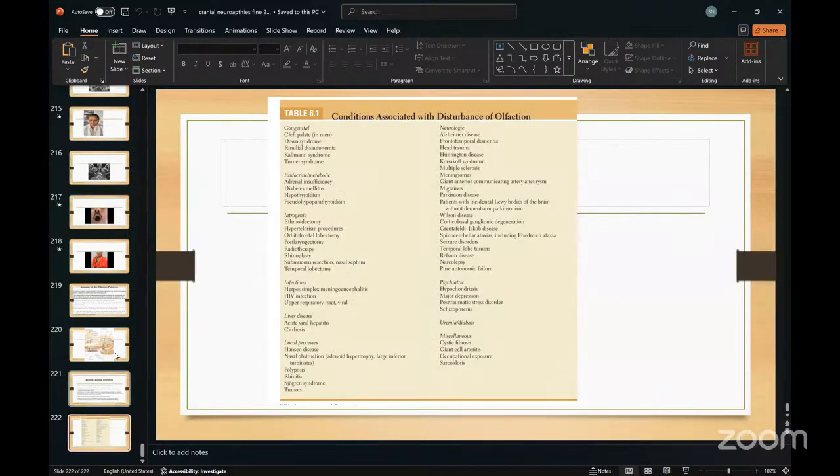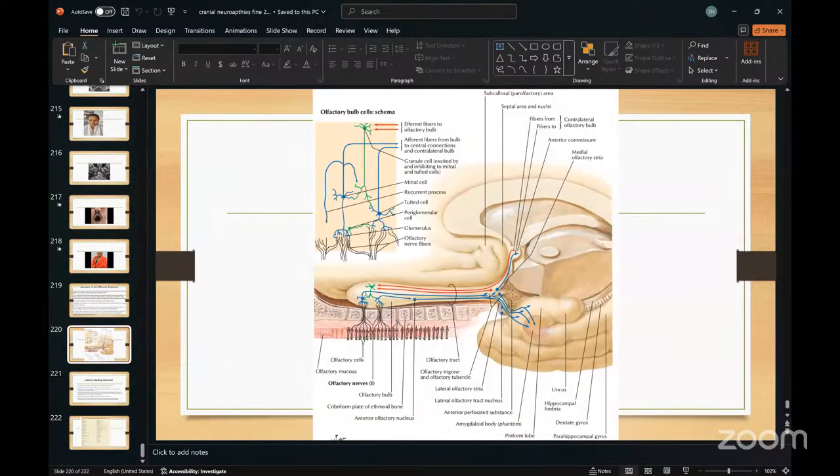Yeah, so we were on the last part of the slide. Is it visible? Yeah, okay.